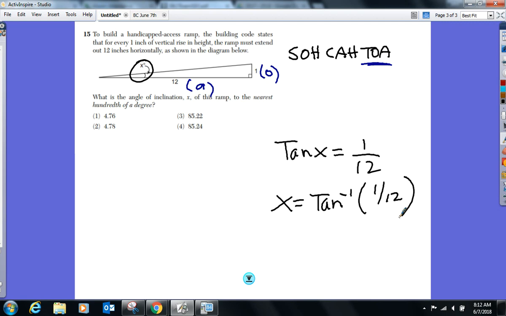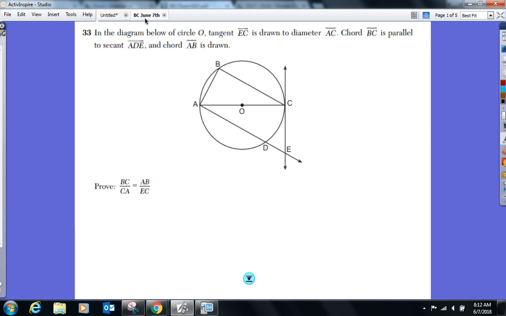Yes, let's get to mine today then. Here we go. 33, going to start you off with the proof. Good morning, everybody. 33. Not only a proof, a circle one, our favorite unit.